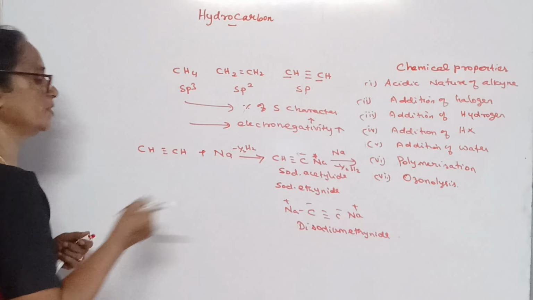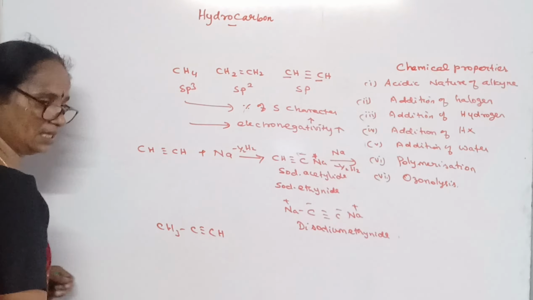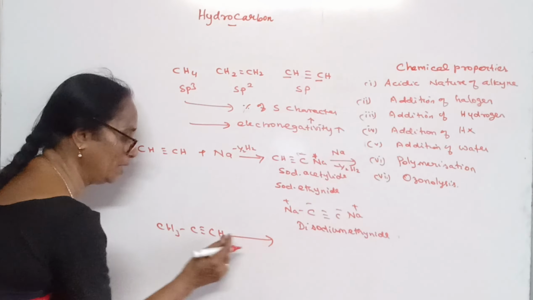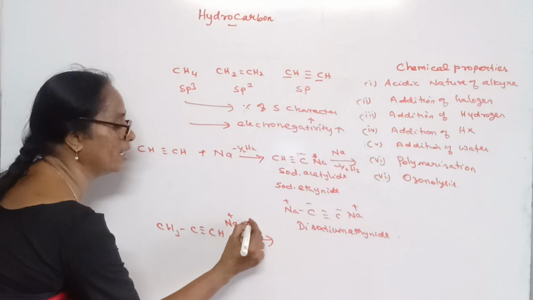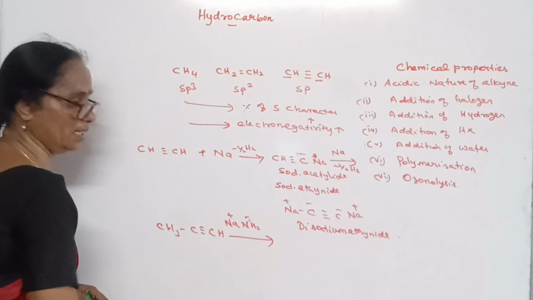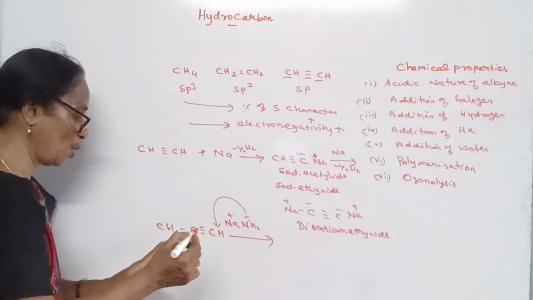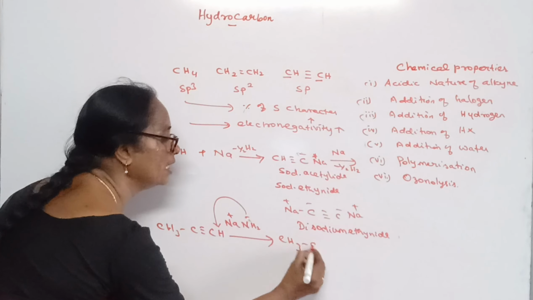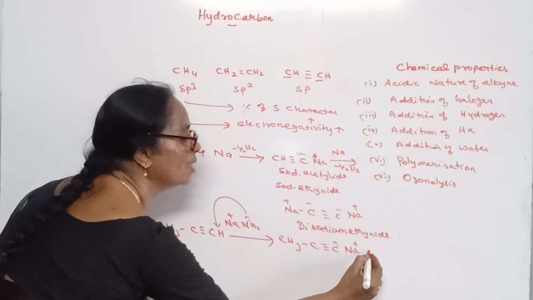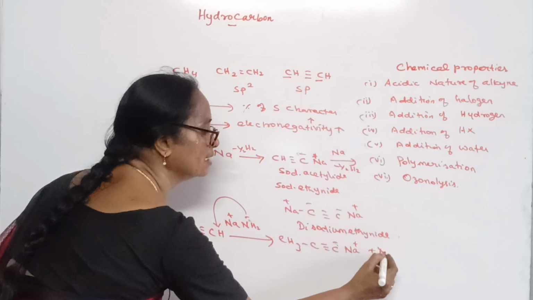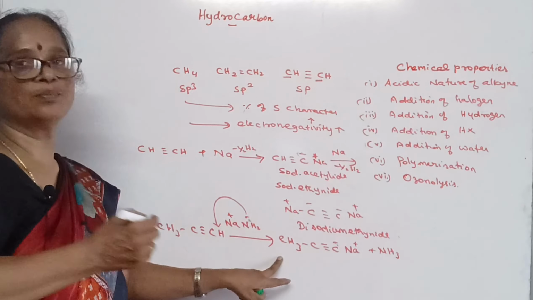Instead of sodium, suppose I take propyne, CH3C≡CH, the hydrogen can be removed by using sodamide also. So, Na+ NH2−, in which this amide abstracts the proton from propyne. So, we are getting CH3C≡C− Na+, and the NH2 with the hydrogen makes NH3. So, here we get sodium propynide.